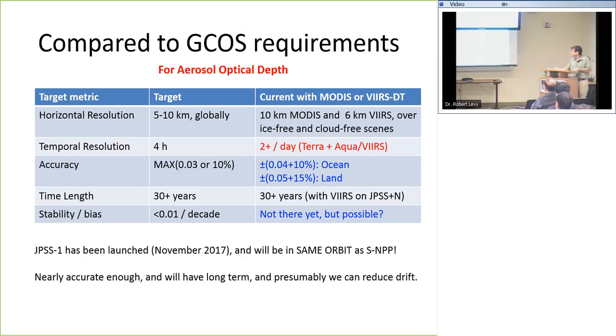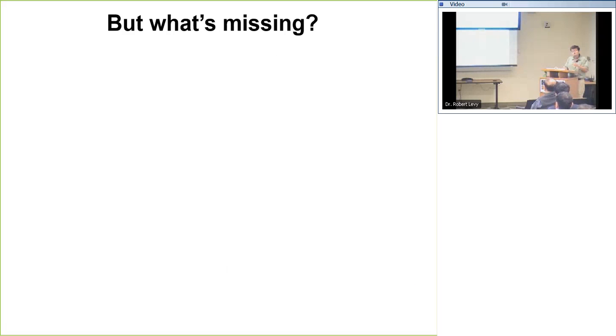So where are we at? Now we're going back to comparing the GCOS requirements. Basically the big red line there is still the 2 times a day. Everything else is getting close to what we require, but the temporal resolution still needs some work. But we'll get back to that in a second.